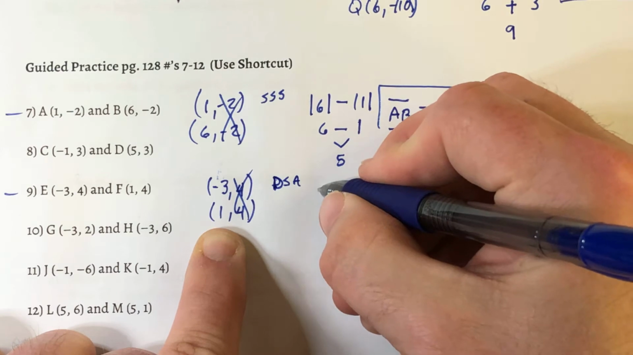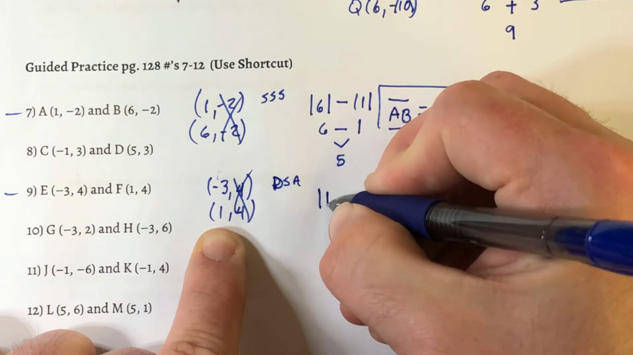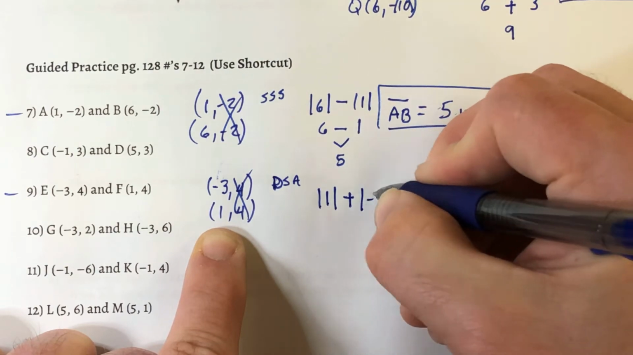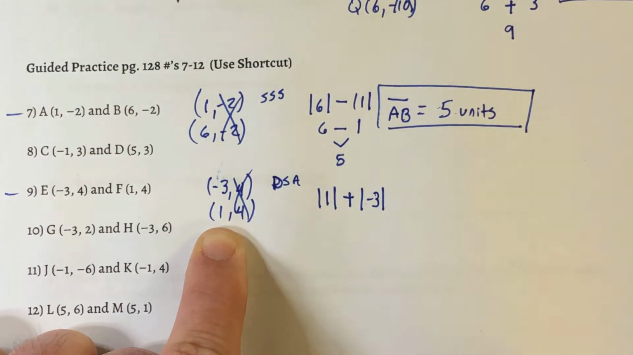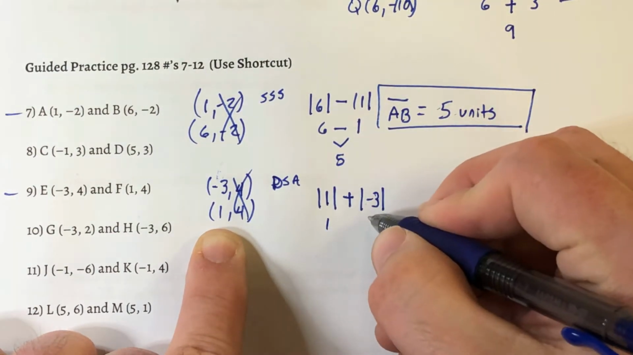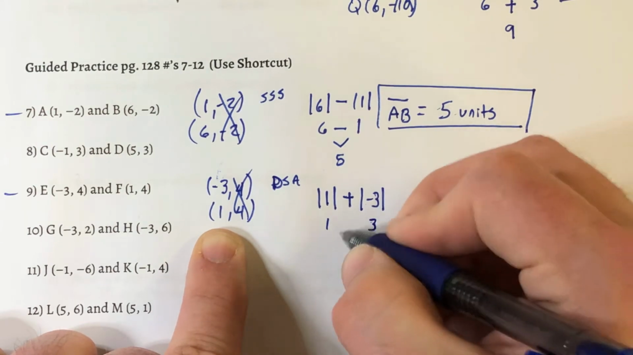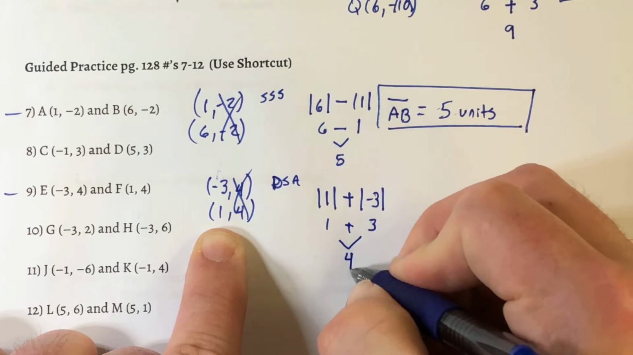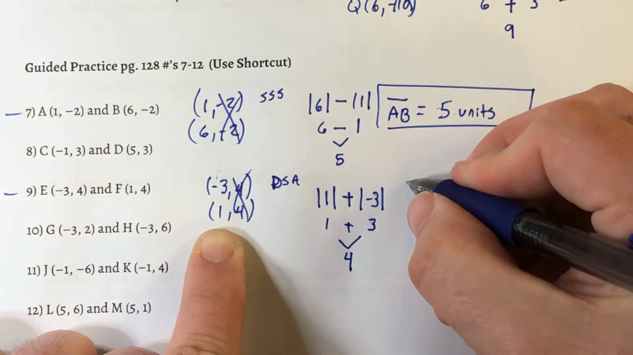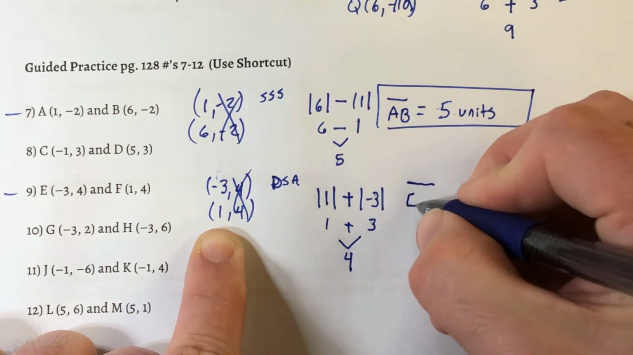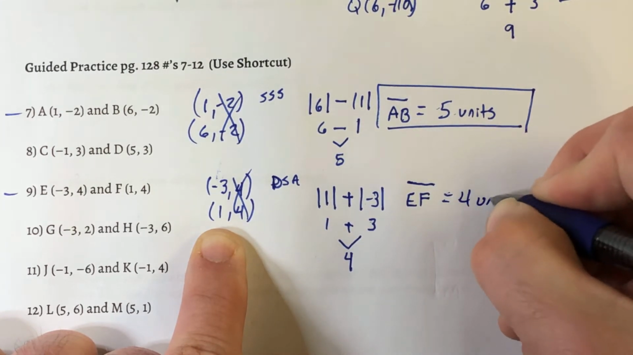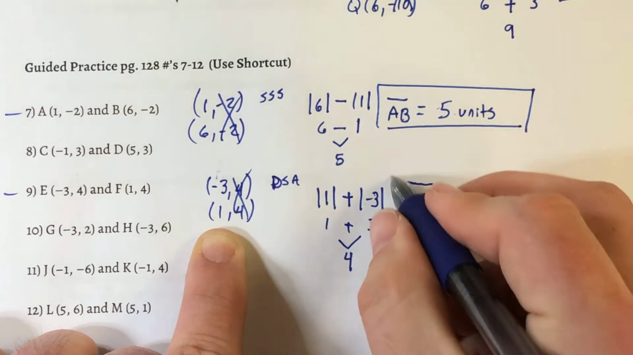So absolute value of 1 plus absolute value of negative 3. The absolute value of 1 is 1. The absolute value of negative 3 is 3. We're going to do 1 plus 3, and you get 4. So the length of line EF equals 4 units.